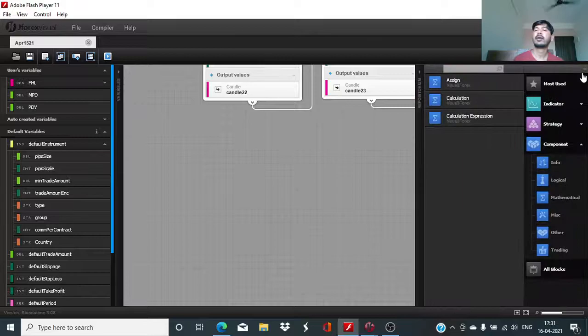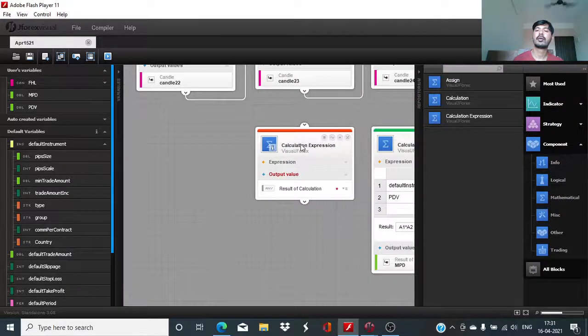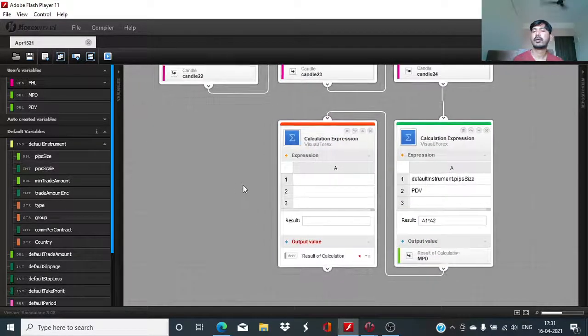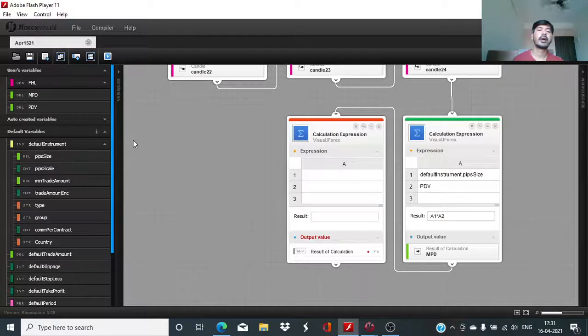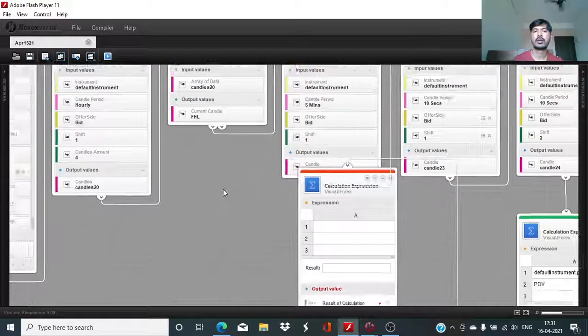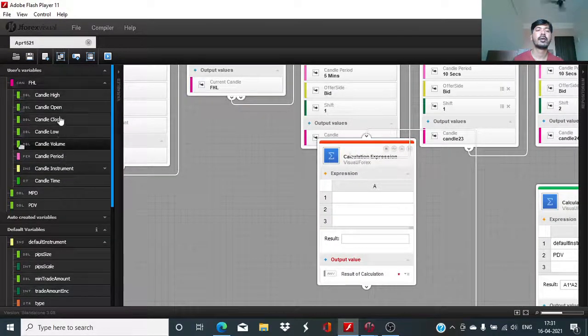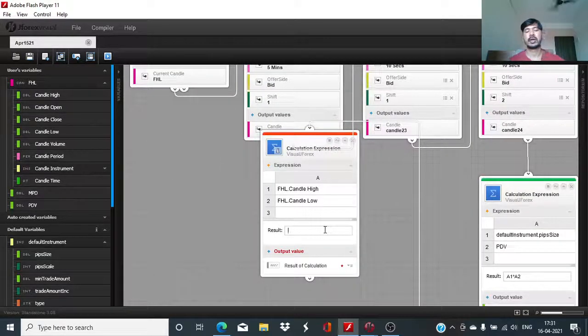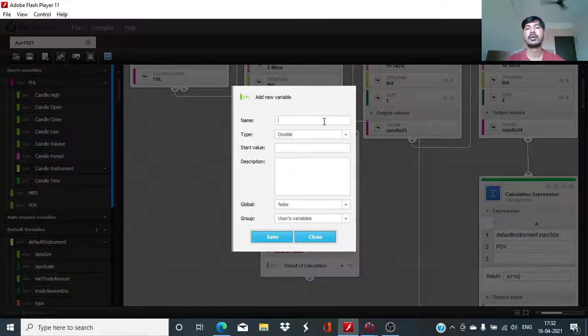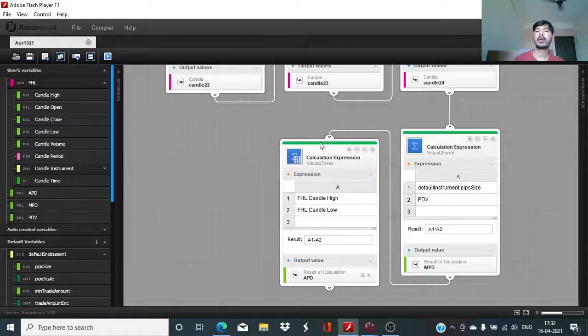Okay, and then I will take one more calculation expression block, and here we will compare the actual high and the low of FHL. So for that I will have to look at the candle high and its low and find out its difference, which can be done like this: A1 minus A2, and this is going to be the actual pip difference. So we will compare these two values.